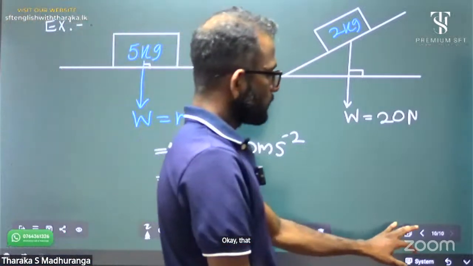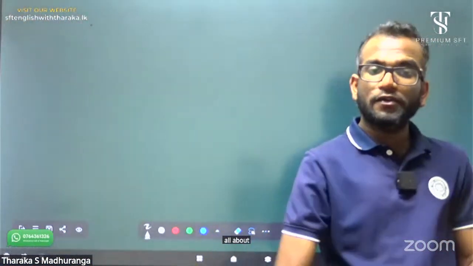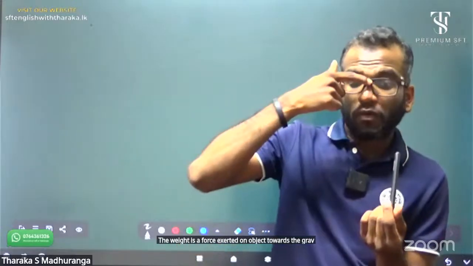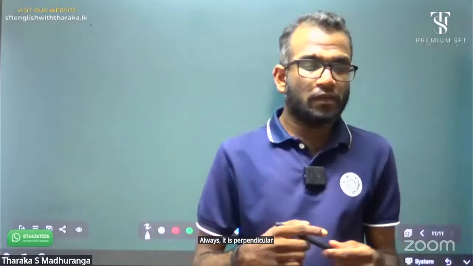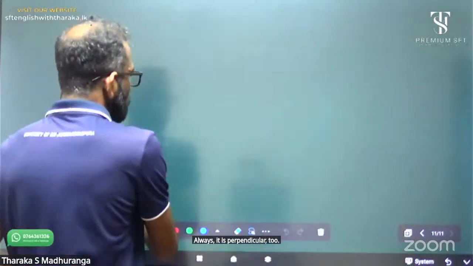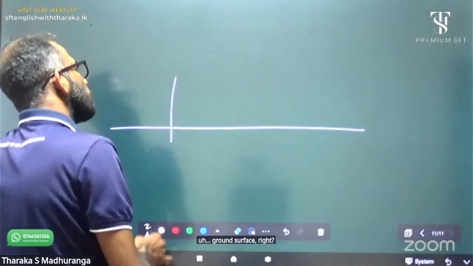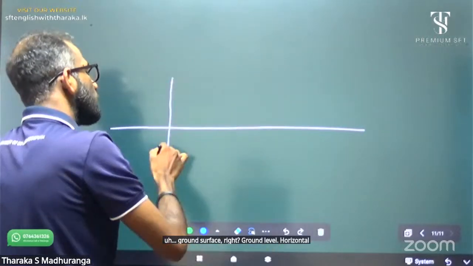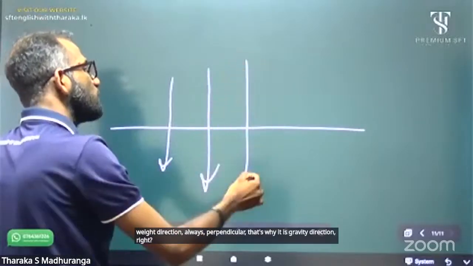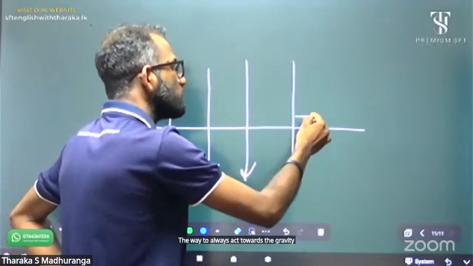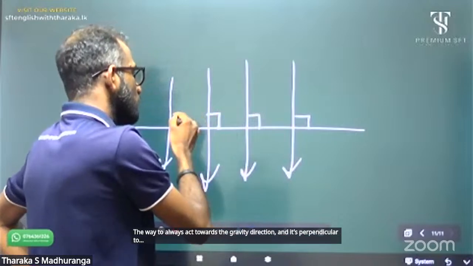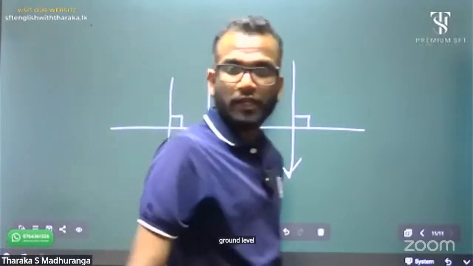Okay, that's all about weight. The weight is a force exerted on an object towards the gravity. Always it is perpendicular to the ground surface, right? Ground level. On a horizontal surface the weight direction is always perpendicular. That's why it is the gravity direction, right? The weight always acts towards the gravity direction and it's perpendicular to ground level.